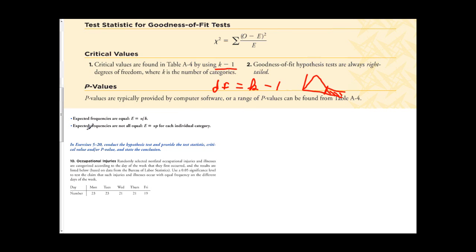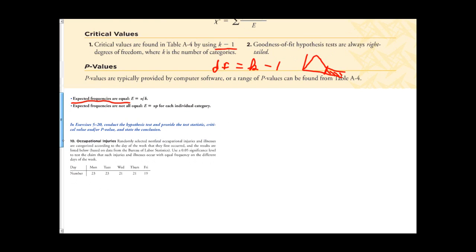Okay, so for our expected frequencies, if we can assume that the frequencies are equal, then our expected frequencies are going to be N divided by K. We're going to take the total number of observations and divide it by the number of categories, or the number of classes. And if the expected frequencies are not equal, then the expected frequency is going to be N times p, where p is the probability for that individual class, or the proportion that should be in that individual class. Let's take a look at this example here, number 10.